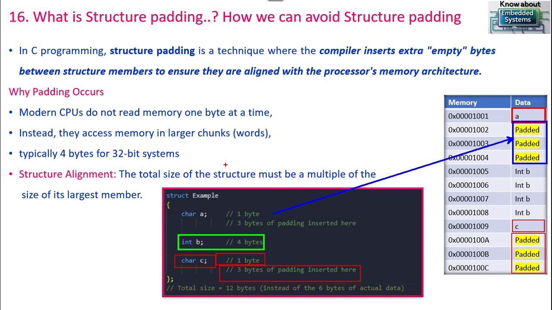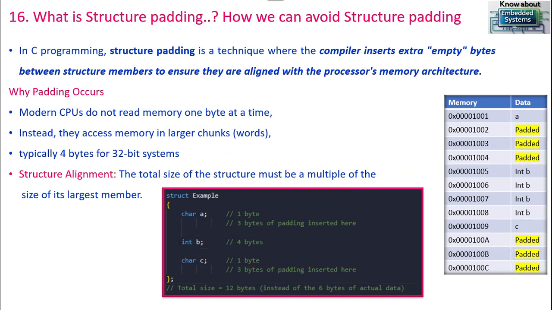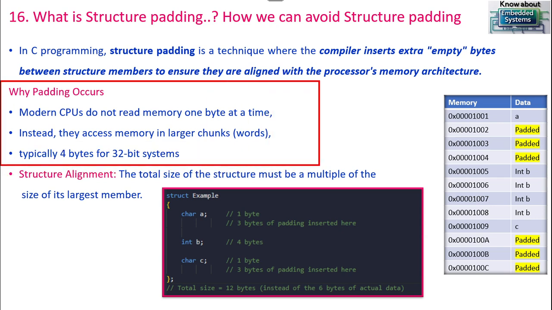Now we will understand why structure padding occurs. Already I told you structure padding occurs because of memory alignment. There are two major reasons. One is memory alignment, and the second is that most processors work with a 32-bit or 64-bit architecture, especially our modern CPUs. So modern CPUs work in either 32-bit or 64-bit architecture.